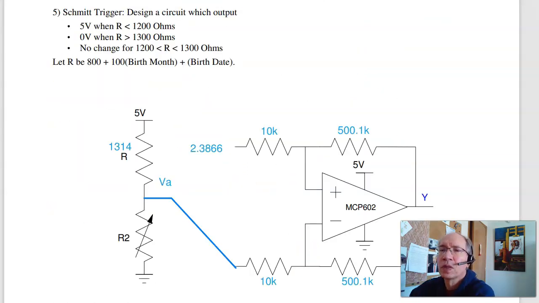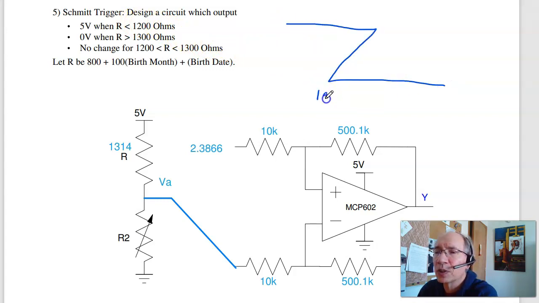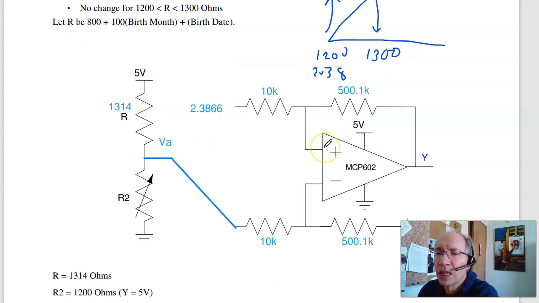Problem 5, Schmitt trigger. In this case, what I want is the output to be 5 volts when R is less than 1200 ohms. So at 1200 ohms, it turns on. At 1300 ohms, it turns off. So the first step is to convert resistance to voltage. Use a voltage divider using a birth date that gives two voltages. This is 2.38 volts, I turn on, and 2.48 volts, I turn off.